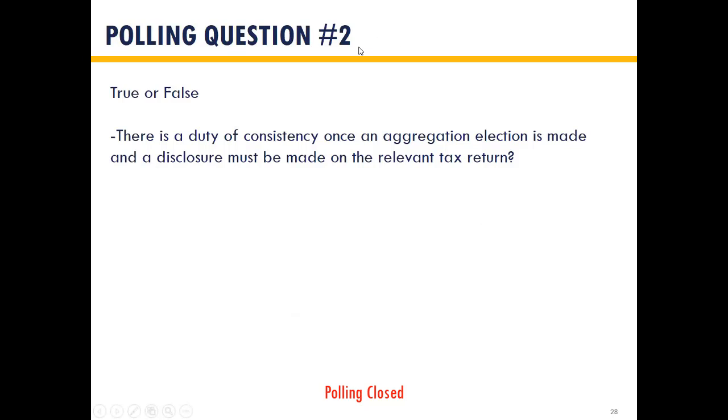True or false? There's a duty of consistency once an aggregation election is made, and a disclosure must be made on the relevant tax return. I didn't hammer that point home, but hopefully everyone read that bullet point and will know how to answer this as true or false. Excellent. So indeed true. Sorry, that was a bullet point on the slide before it, but I didn't actually cover it. But indeed, you need to be consistent once you make the election, and there is a disclosure that's required as well.